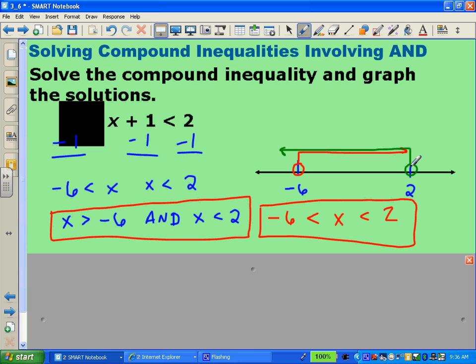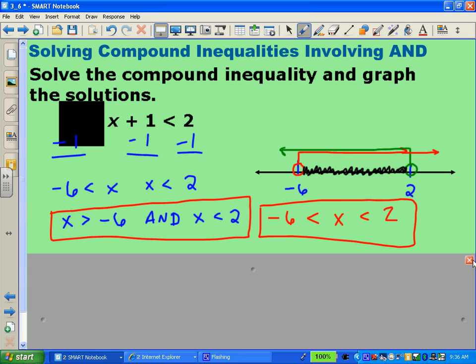Okay? Now notice here that these arrows have a period where they're intersecting in between -6 and 2. So that area, I'm going to kind of do a little squiggly thing here. That area is where our solutions lie. Okay? All the numbers between -6 and 2 are part of the solutions to this compound inequality.